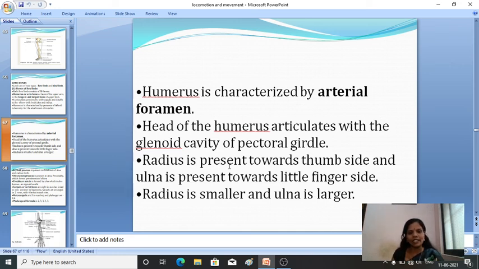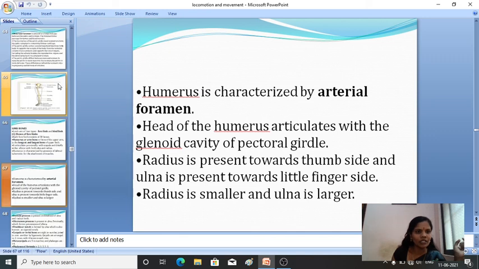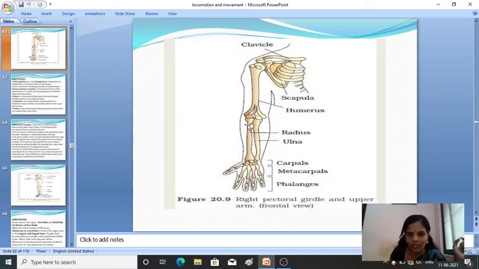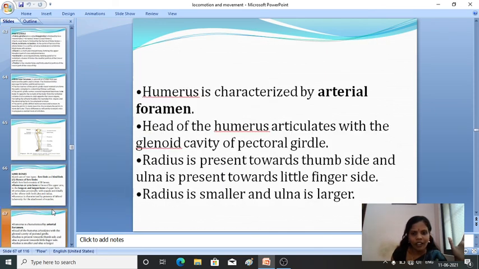Then the radius is present towards the thumb side, and the ulna is present towards the little finger side. That is the difference between these two regions. Then the radius is smaller and the ulna is larger. You can see here the radius is small and the ulna is larger. Okay, radius is small and ulna is larger.